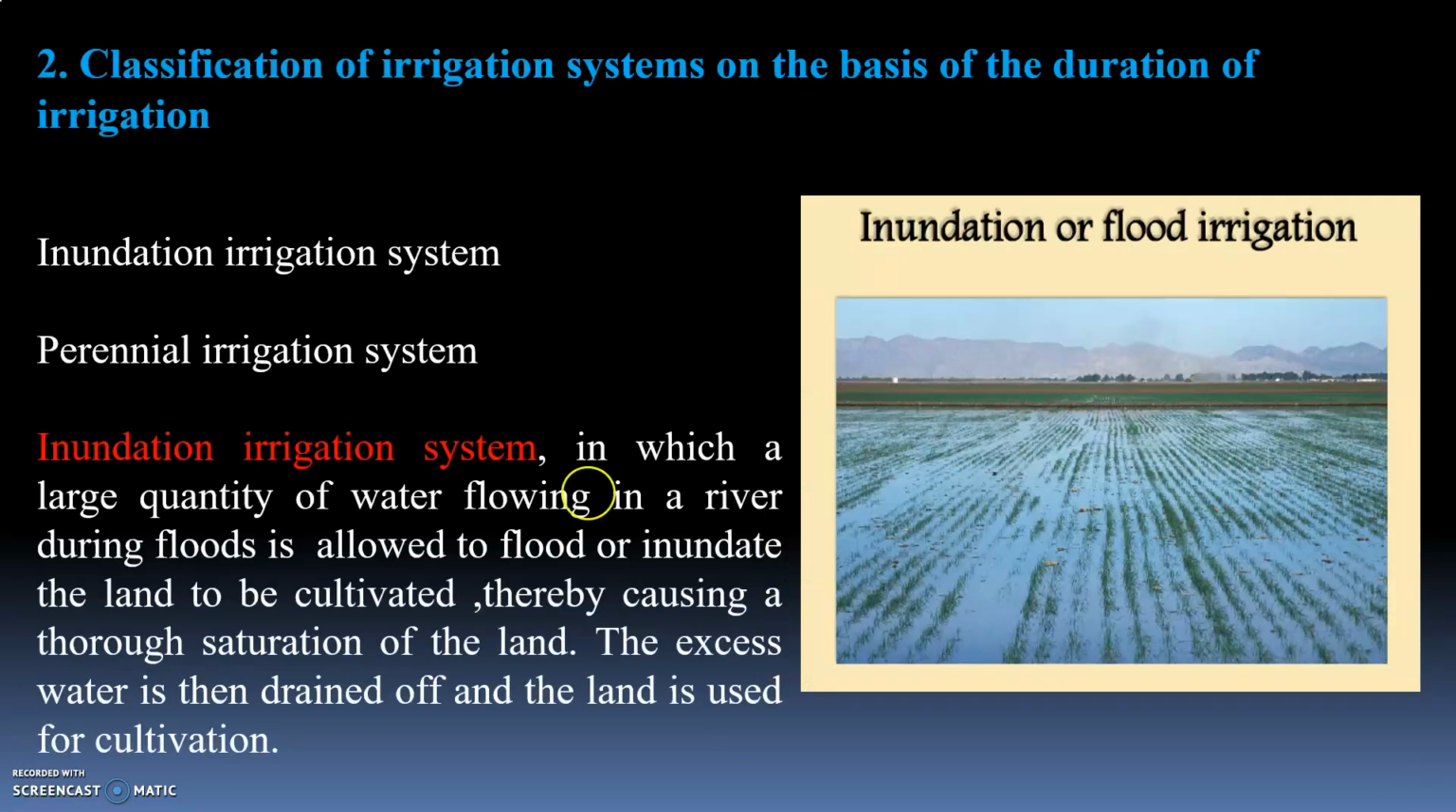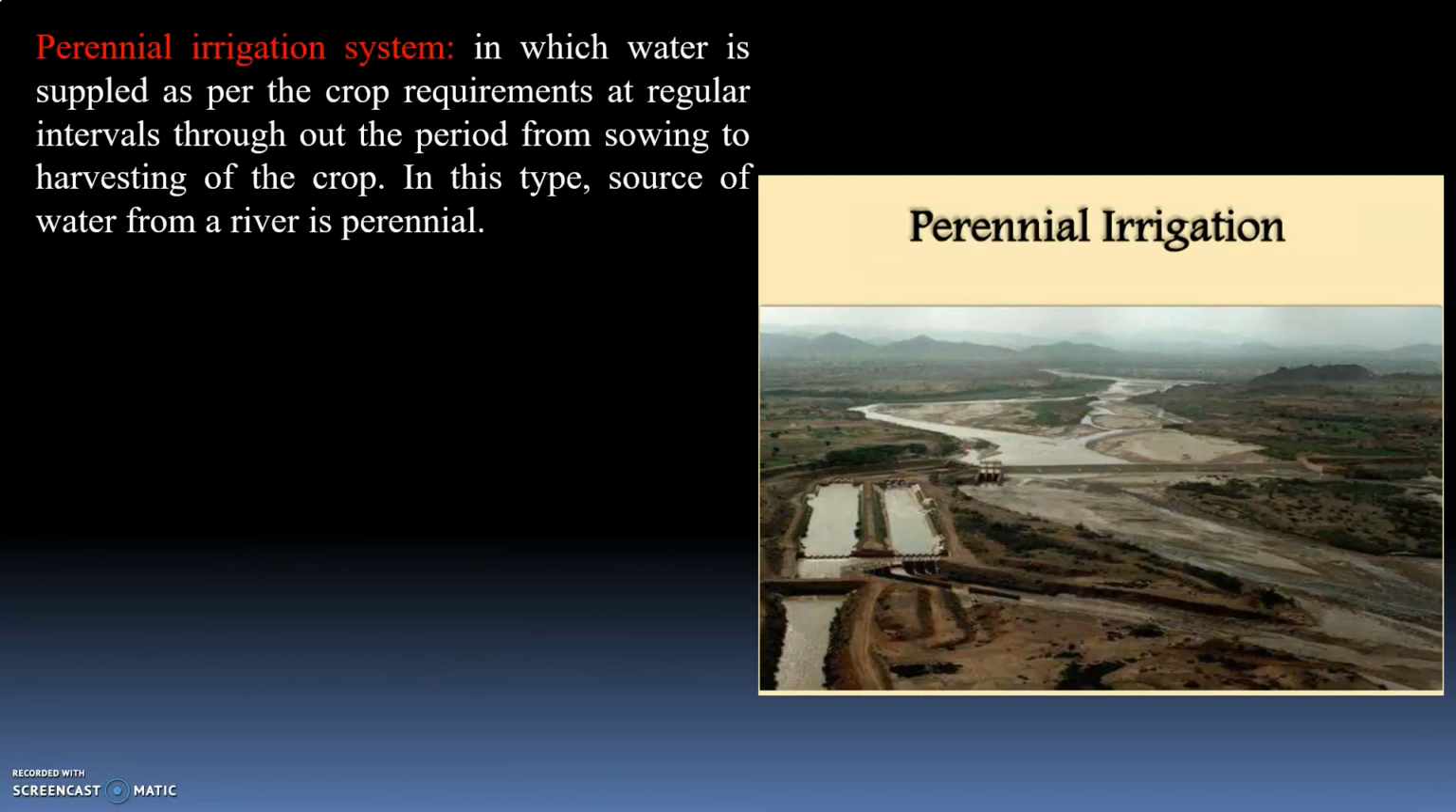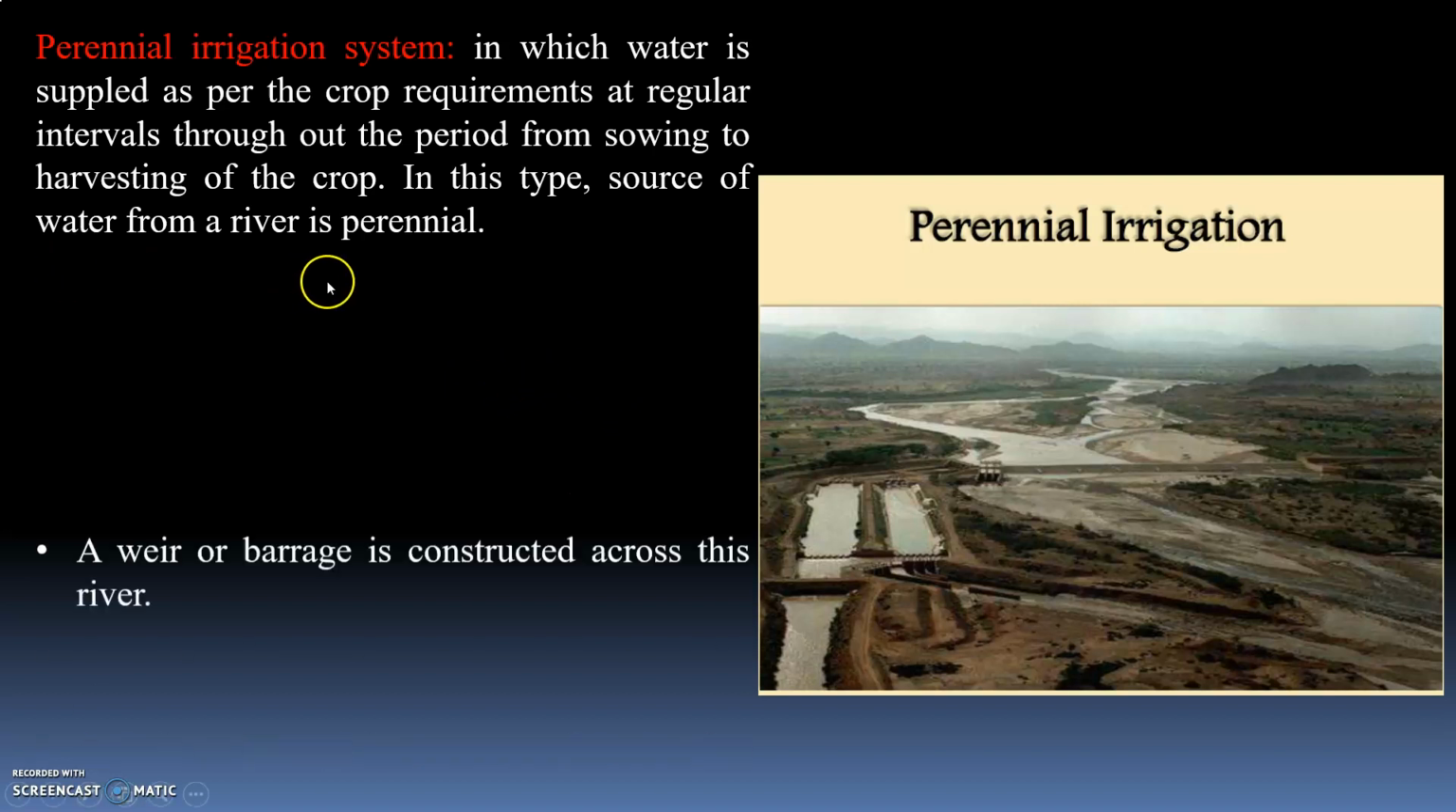The next one is the perennial irrigation system. Here, water is supplied as per the crop requirements at regular intervals throughout the period from sowing to harvesting of the crop. In this type, the source of water from the river is perennial. Here the water is required throughout the year, so based on the requirements of the crop, irrigation is very important.